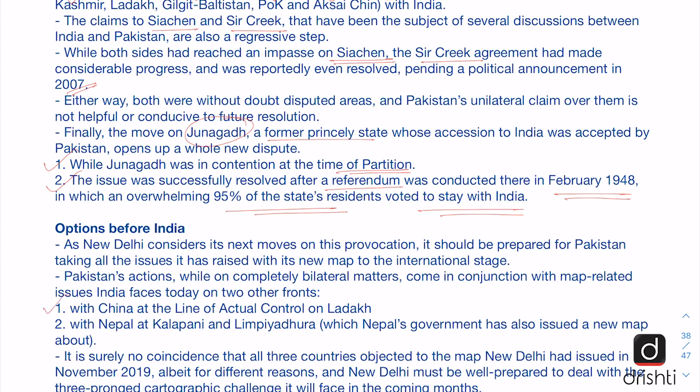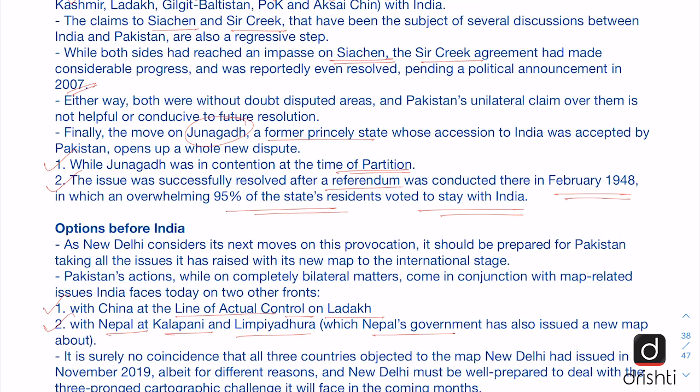One is China at the line of actual control, especially in Ladakh, where both India and China have a different perception of where the line of actual control actually passes. And the second is with Nepal at Kalapani and Limpiadhura. And in this case also, Nepal's government has unilaterally issued a new map which shows the disputed territory as part of Nepal.